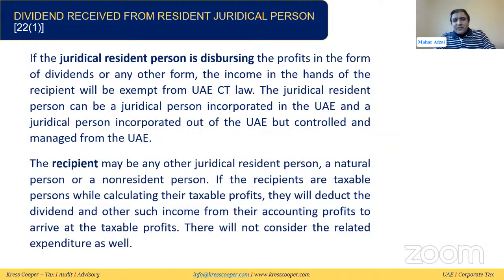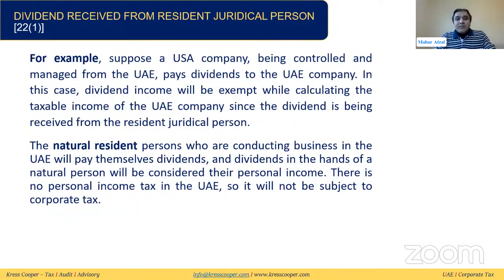It doesn't matter who the recipient is, whether a resident person, non-resident person, or natural person, but we need to look at from where this dividend or profit distribution is being received. I have just given this example of a USA company which is being controlled and managed from the UAE. If the USA company is being controlled and managed from the UAE, it will be considered a resident juridical person. And if a UAE company is getting any dividend from this USA company, this dividend will be exempt as per law because the dividend is being received from a resident juridical person. Why is this a resident?